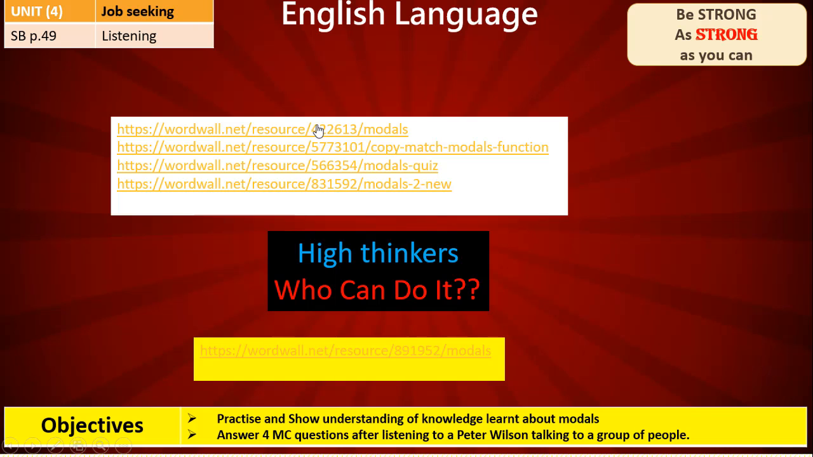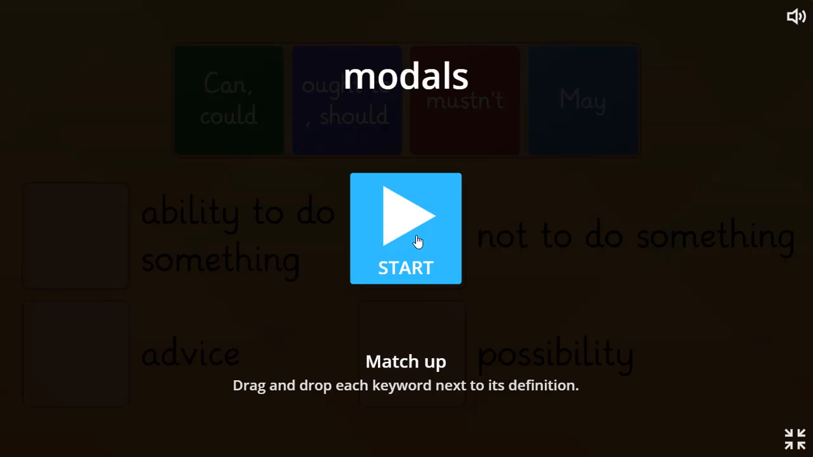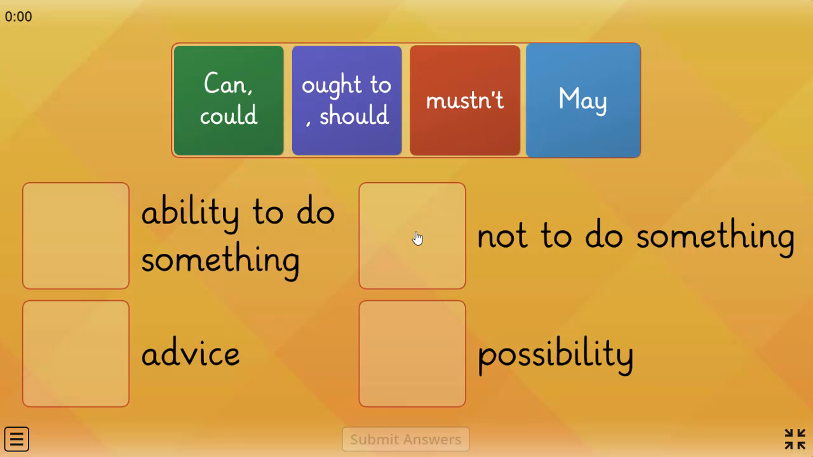Ready? Let's start with the first. Someone to read the modals above. Can and could, ought to and should, mustn't and may. Another student please to read the functions down. The ability to do something, advice, not to do something, and possibility.